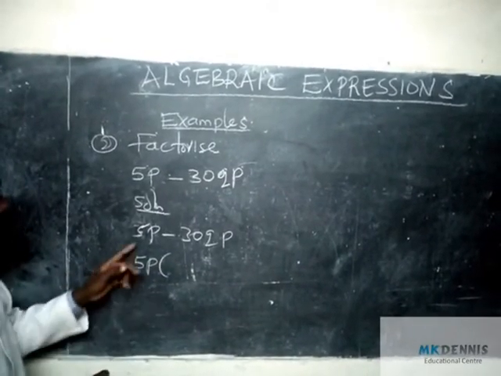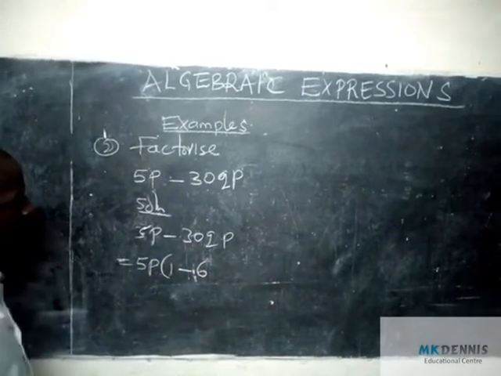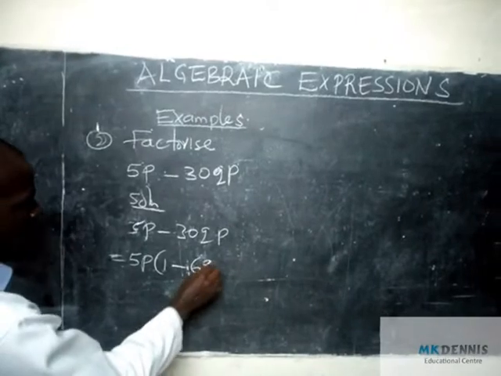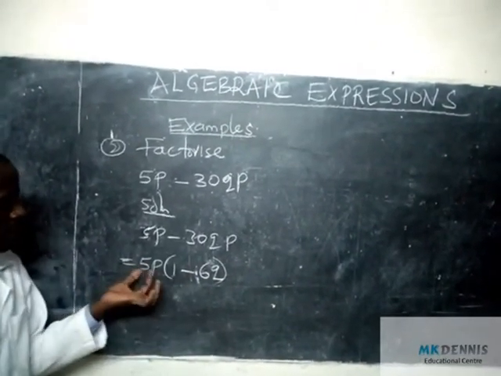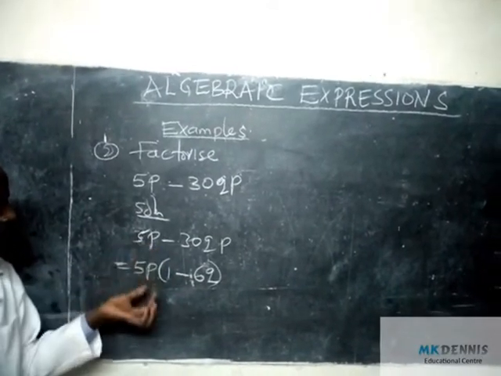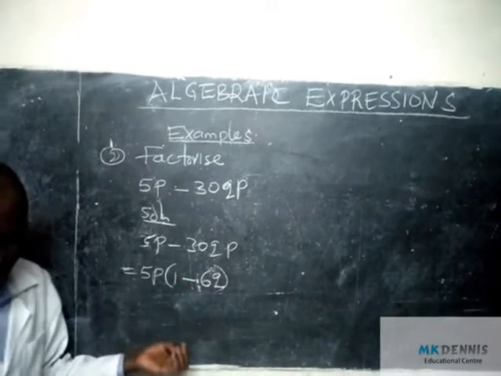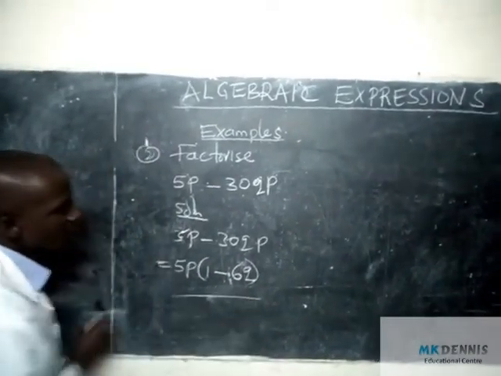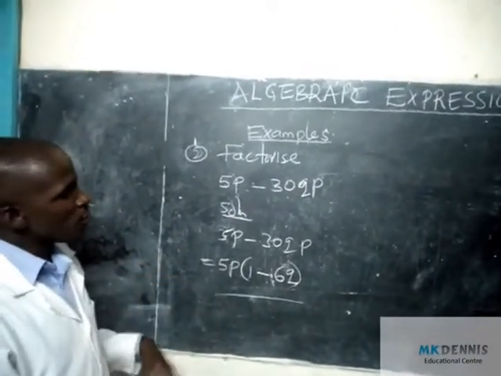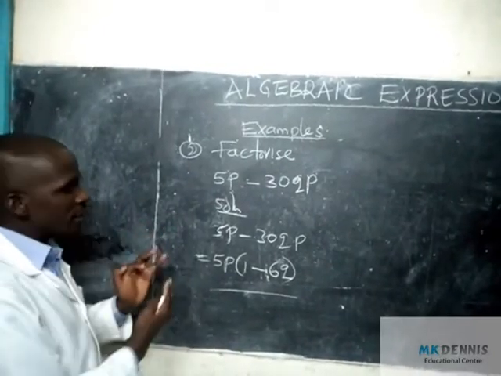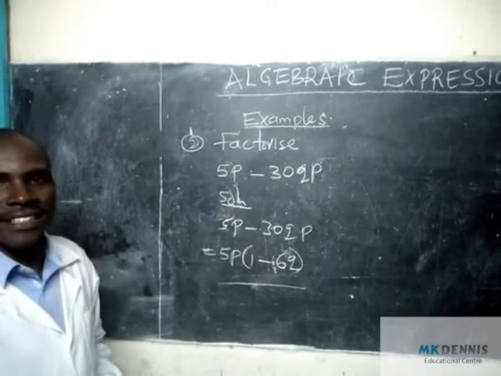Then we shall have here 1 minus 6q, right? So if you reopen it, 5p times 1 you shall get 5p, then 5p times 6q shall be 30qp. So this one becomes our answer. We have factorized. We have introduced brackets. We have factored out 5p because it was common here and also common there. And that is factorization.